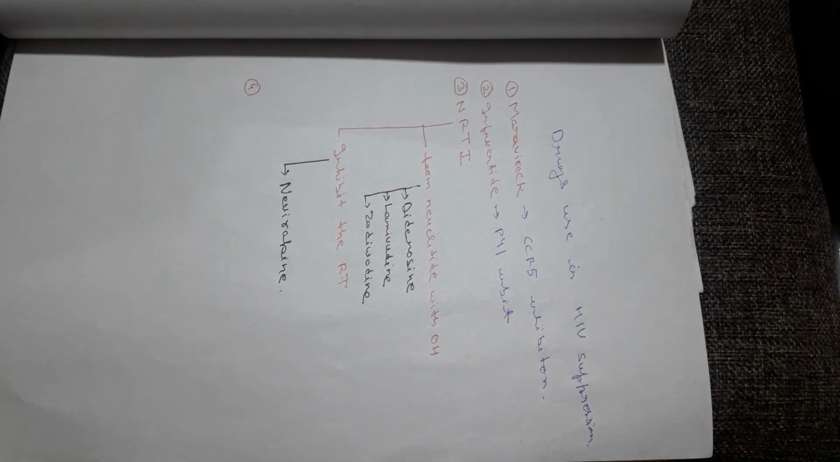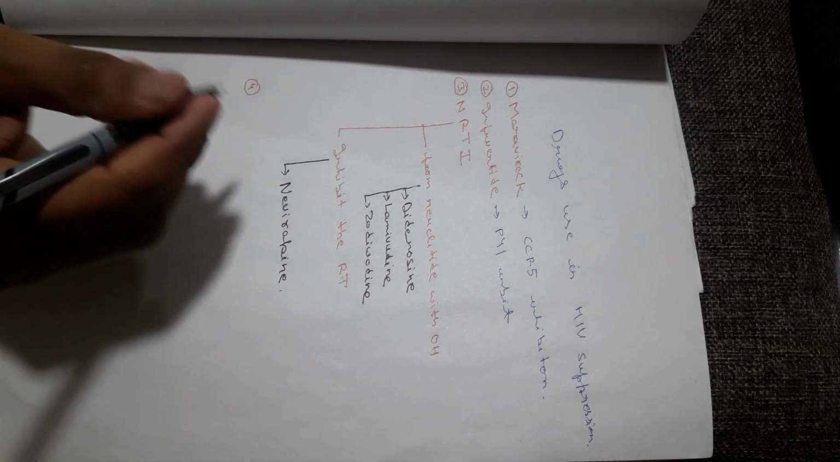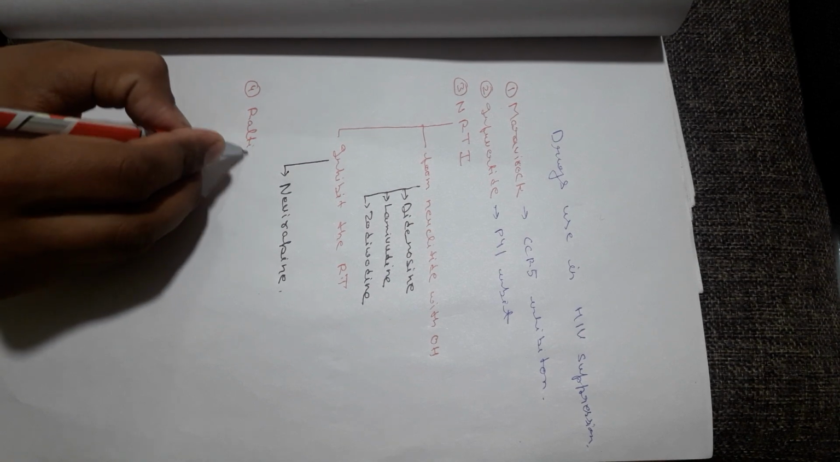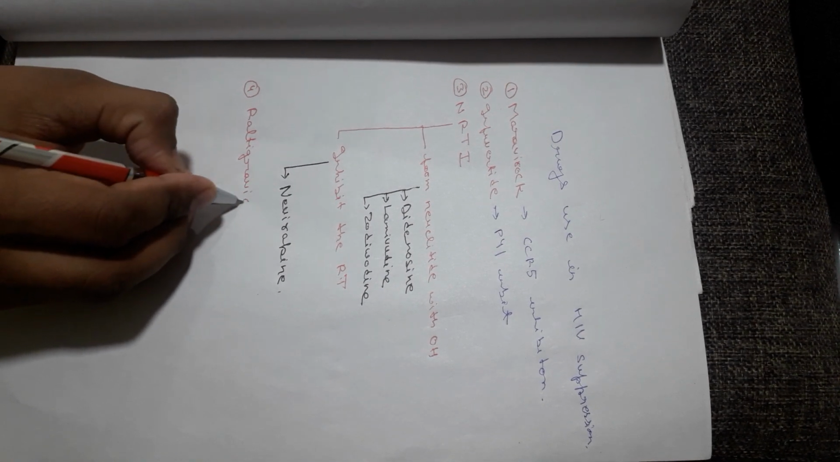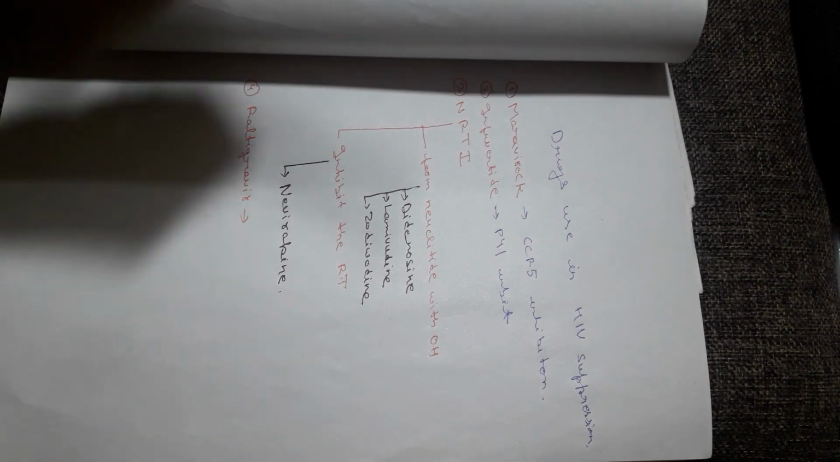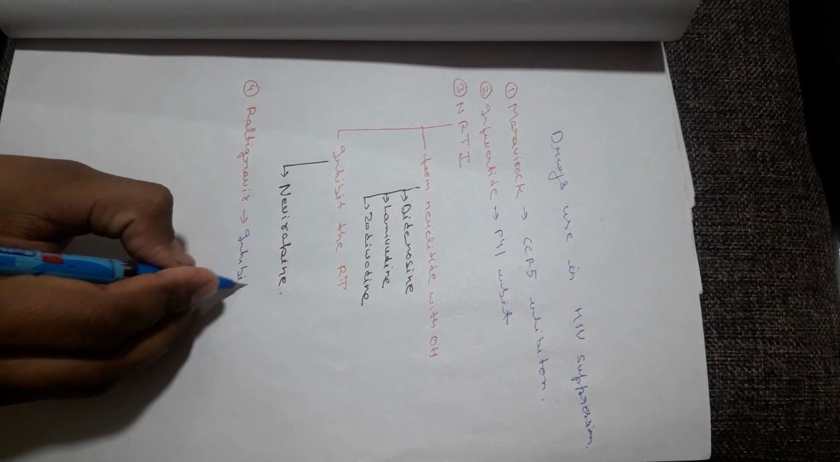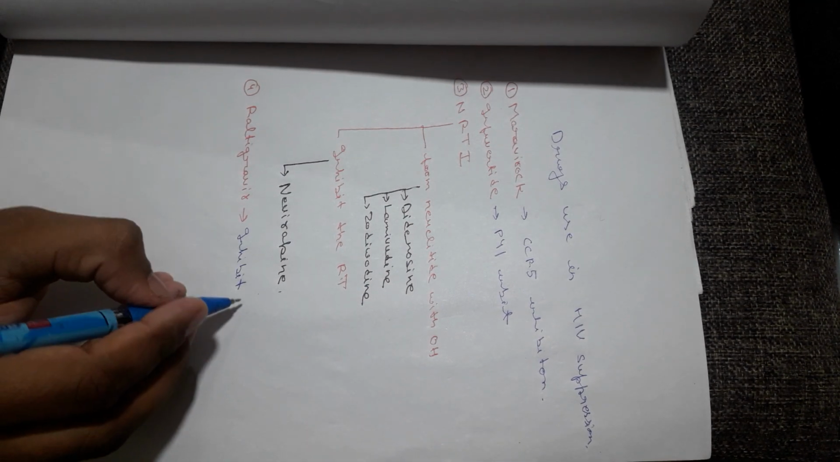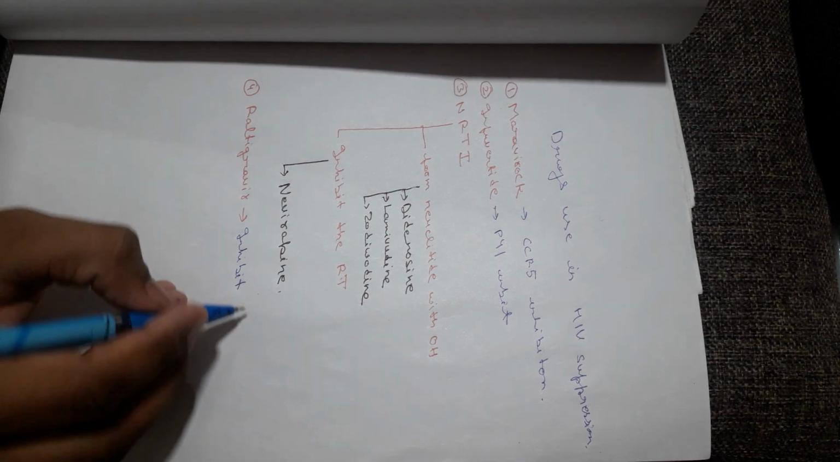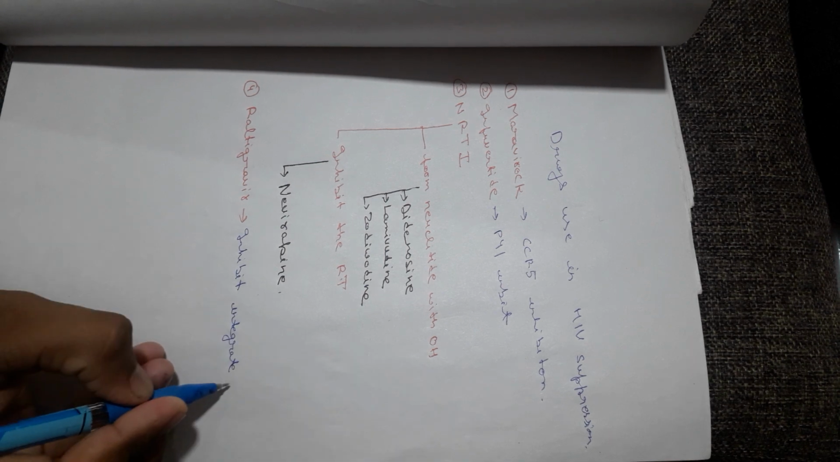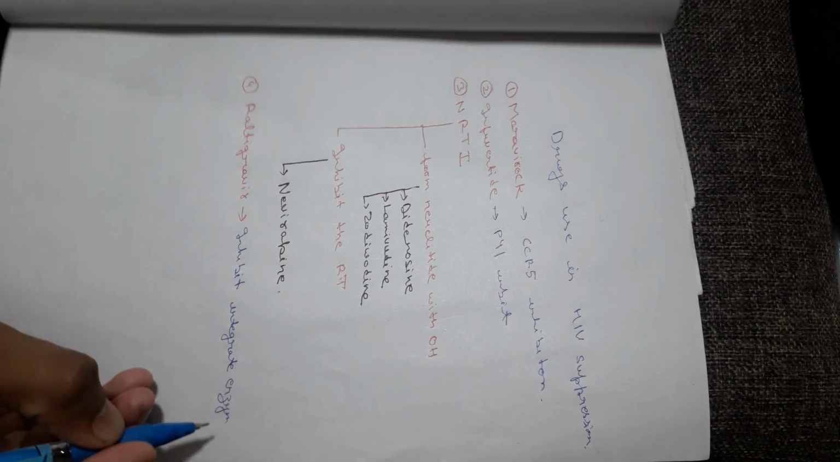Fourth type of drug is raltegravir. The function of raltegravir is that it inhibits the integrase enzyme.